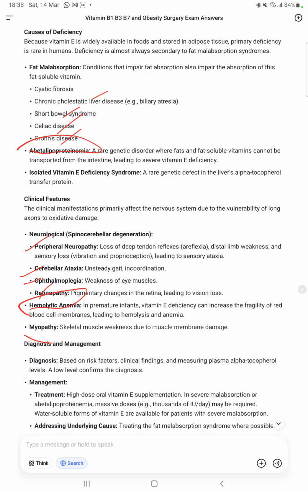Diagnosis is based on the risk factors and the low levels of alpha tocopherol in the plasma. Then management is high dose vitamin E supplementation, thousands of international units per day is given, and water soluble forms of vitamin E are available for severe malabsorption.